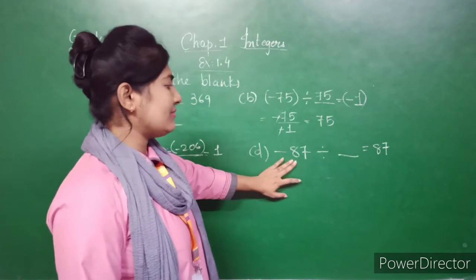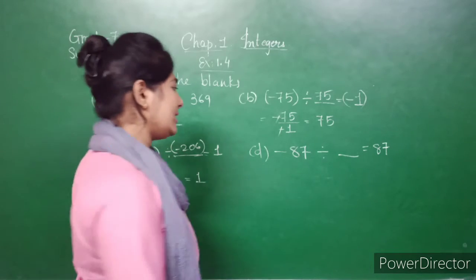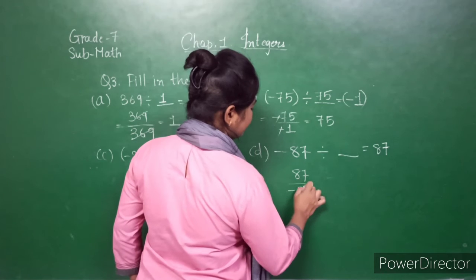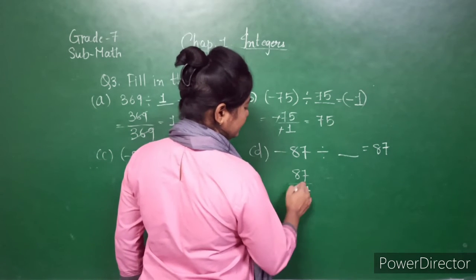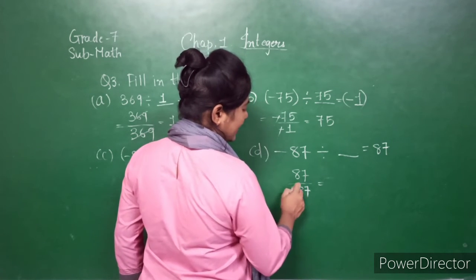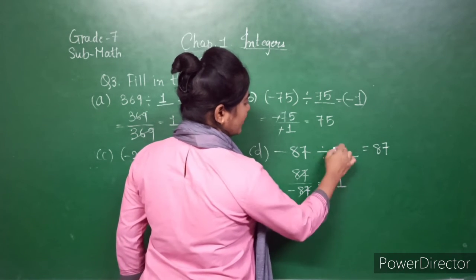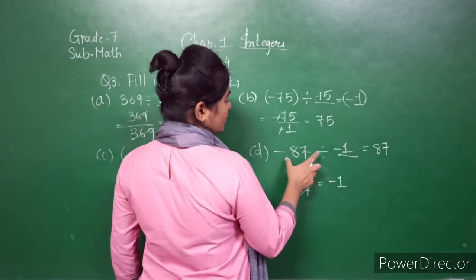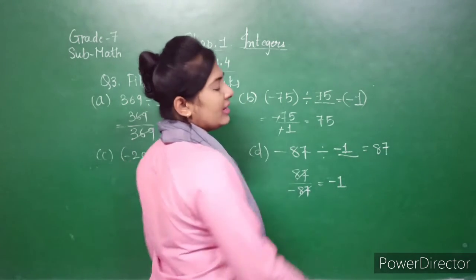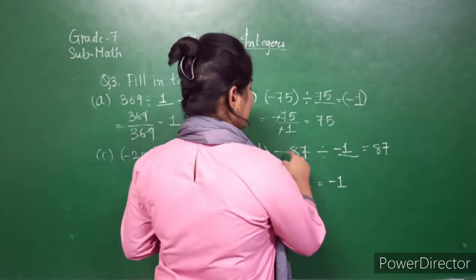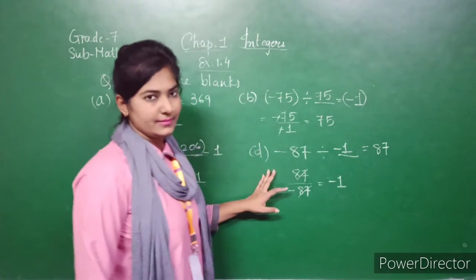D: minus 87 divided by dash is equal to 87. So here 87, we are dividing this with minus 87. So one minus is there. So our answer is in minus form. So our answer is minus 1. So minus and minus, here the answer will be in a positive form. So it is minus 1.